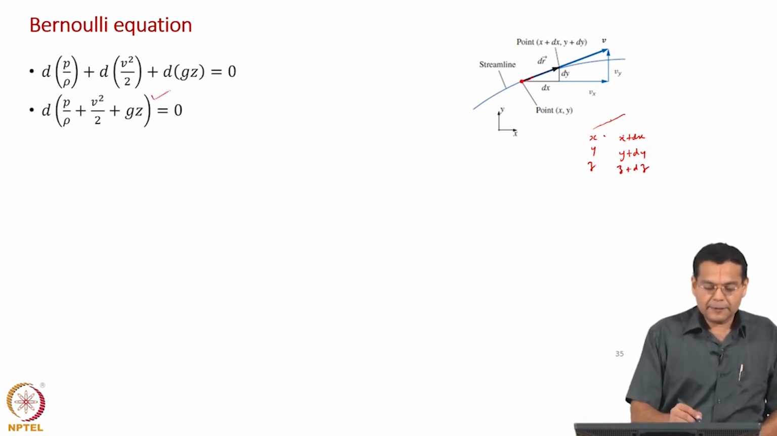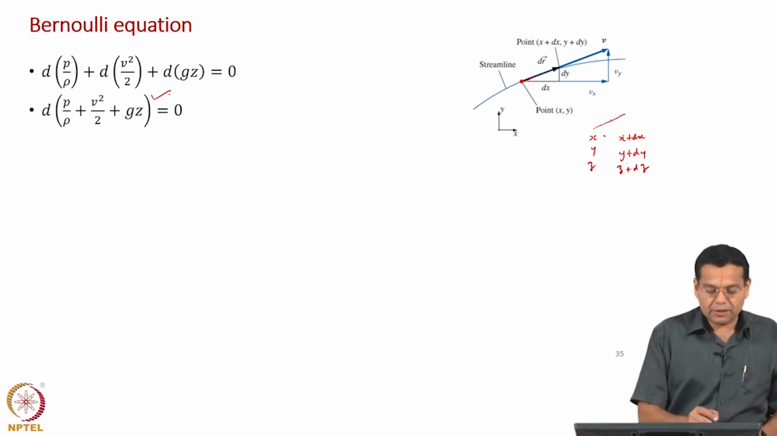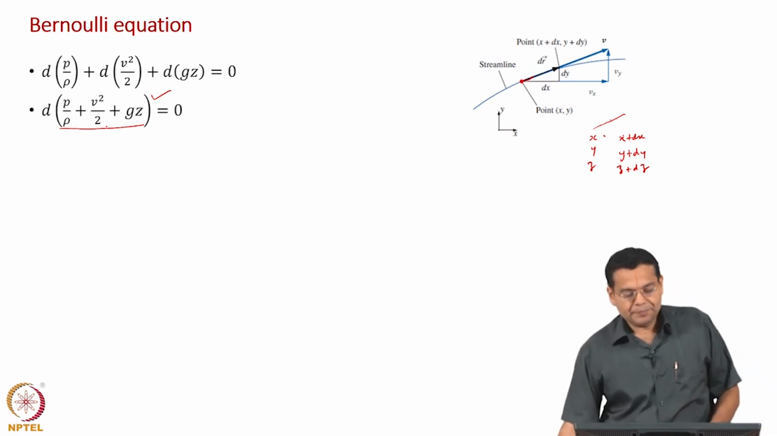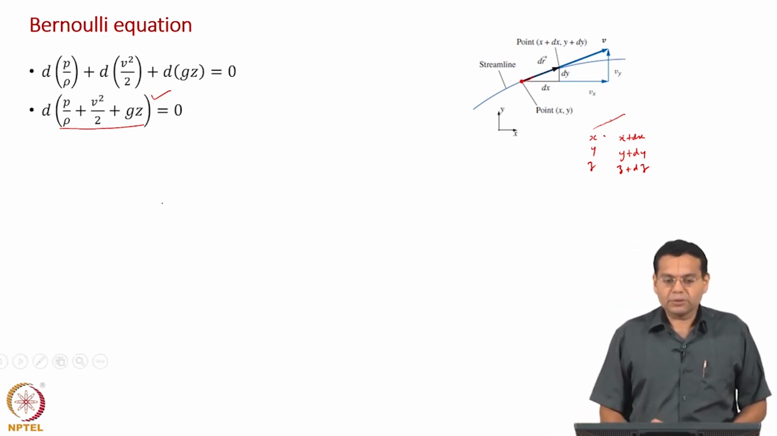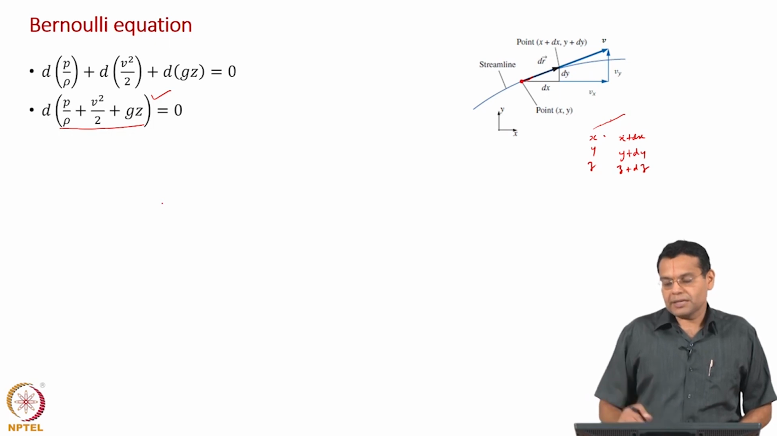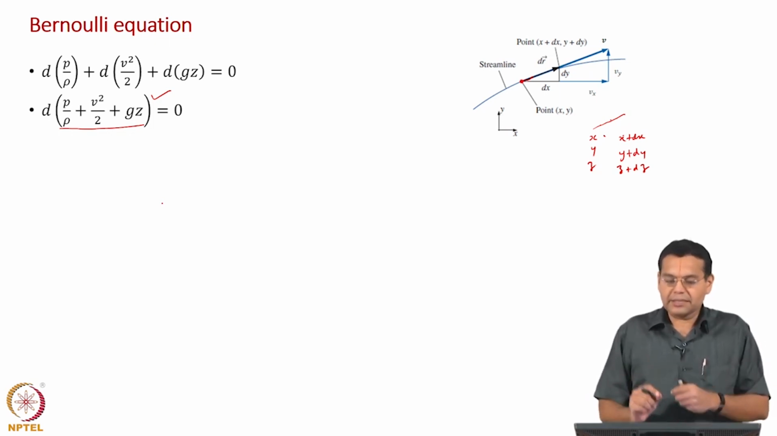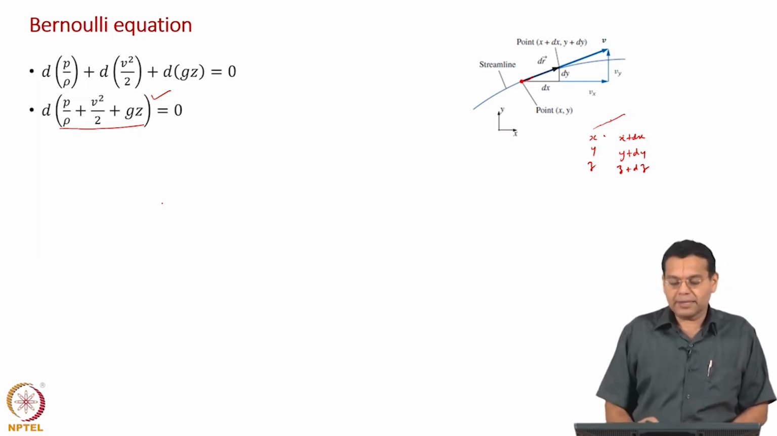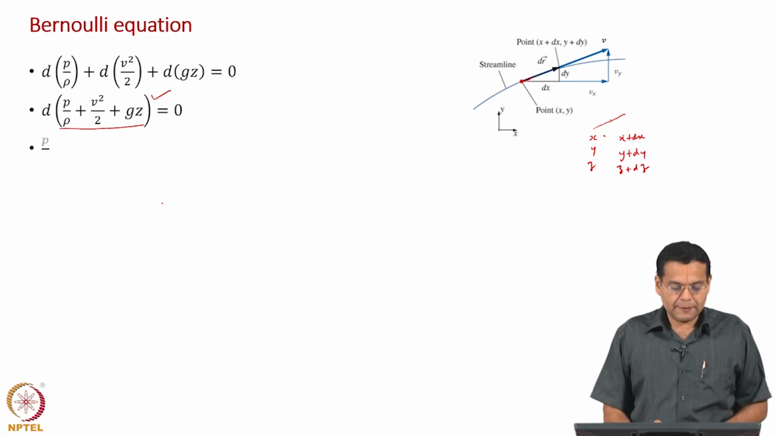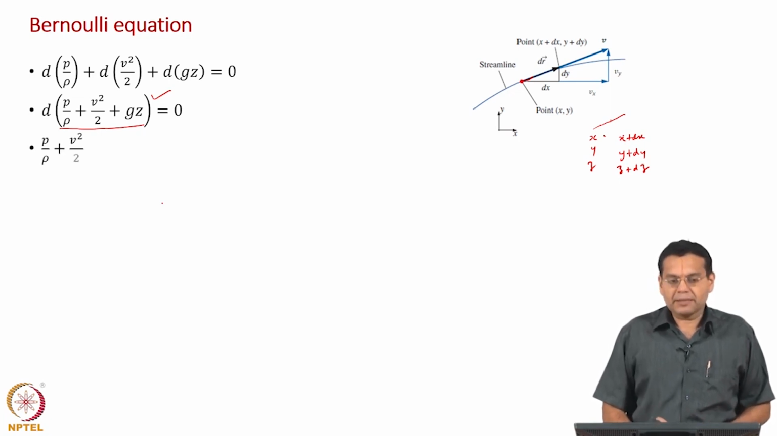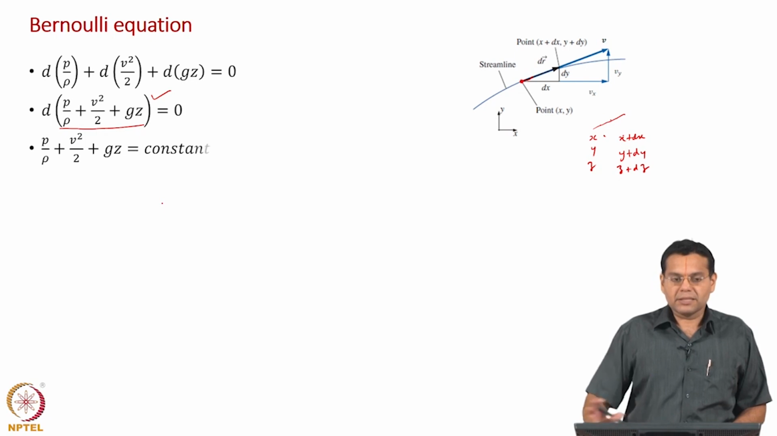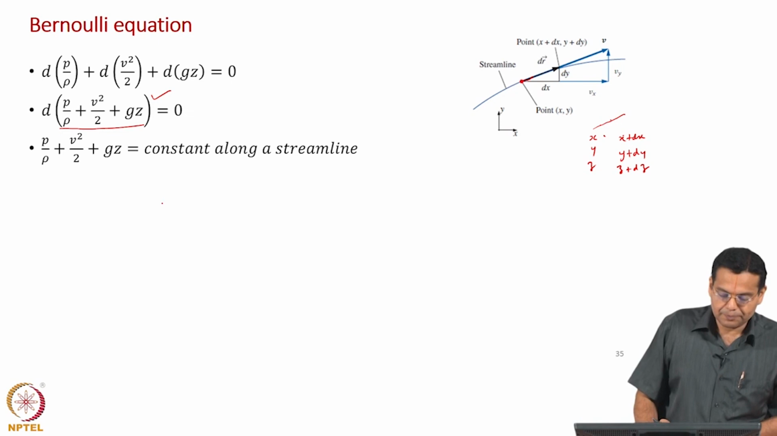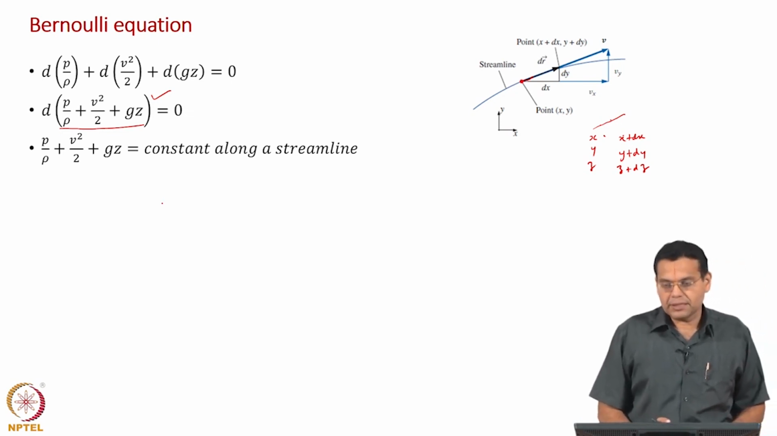This tells you that the difference of this quantity, the sum of these 3 terms, is equal to 0 between those 2 points. So, if you are on a streamline and you consider 2 points adjacent to each other, the difference of this value between the 2 points is 0. What does it mean? That particular summation is a constant along the streamline. So, p by rho plus v squared by 2 plus gz is equal to constant along a streamline.